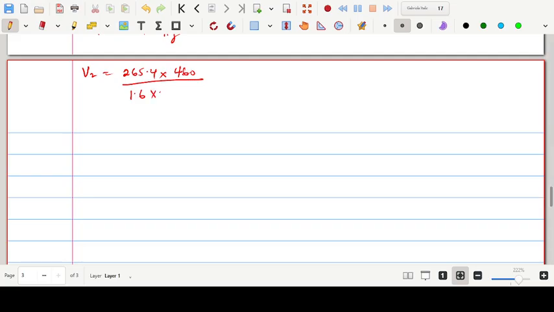1.6 multiplied by 100,000, like I said the other time. So we're going to have 265.4 multiplied by 460, which is the temperature, divided by 100,000 divided by 1.6. Then finally you have 0.76, that is meter cube per kilogram.